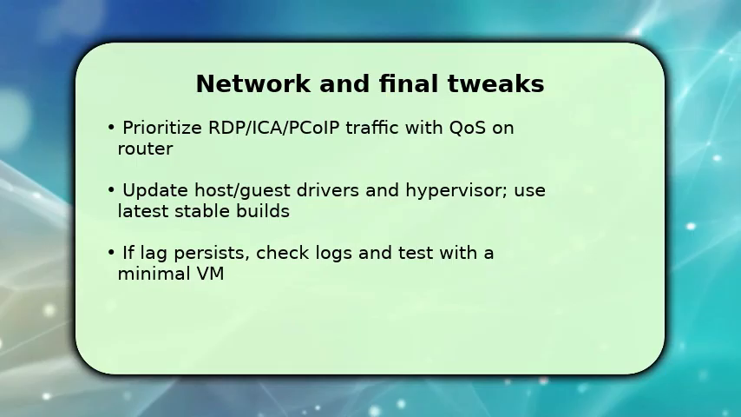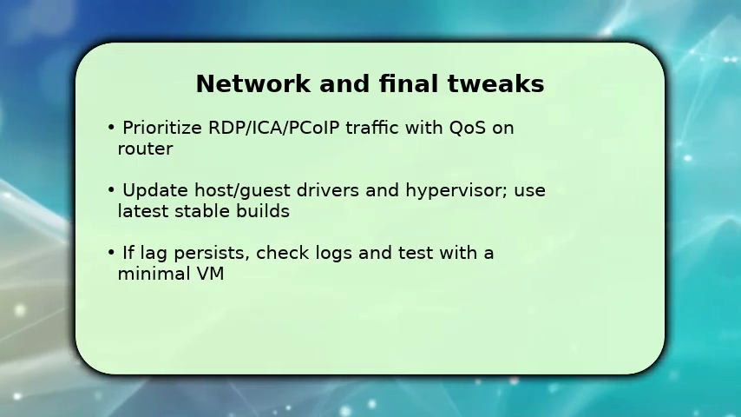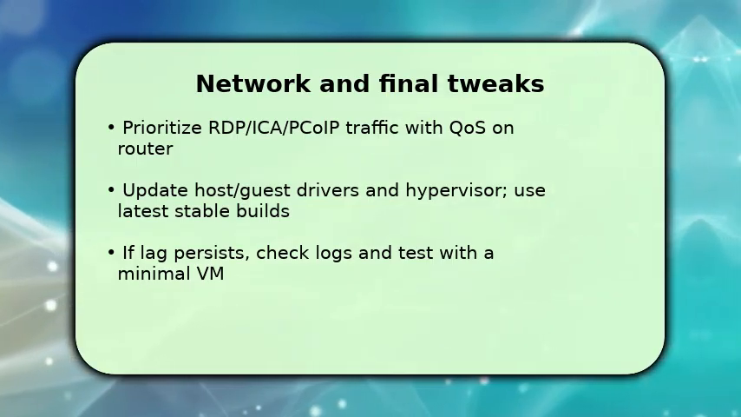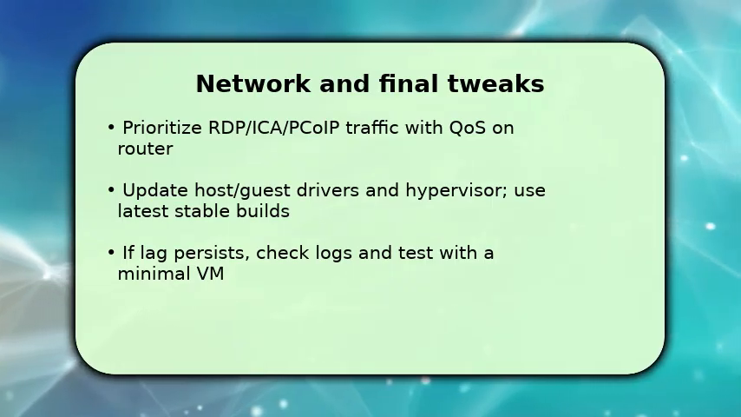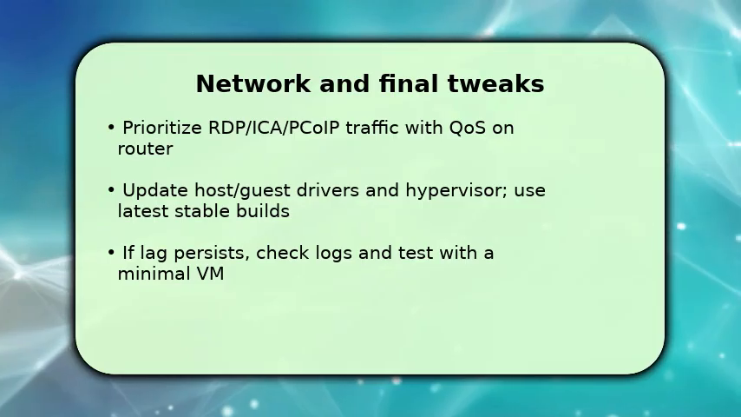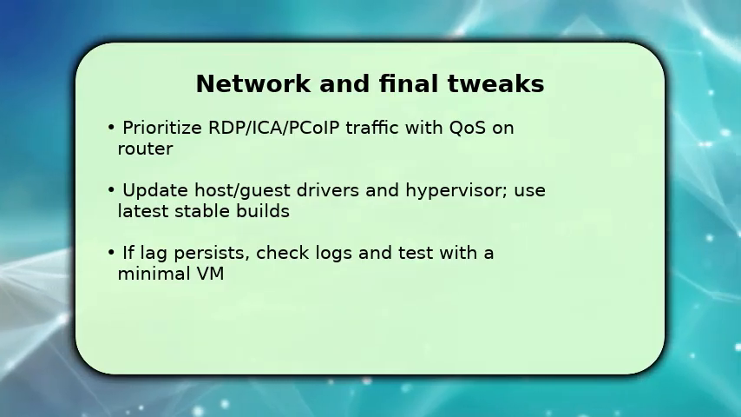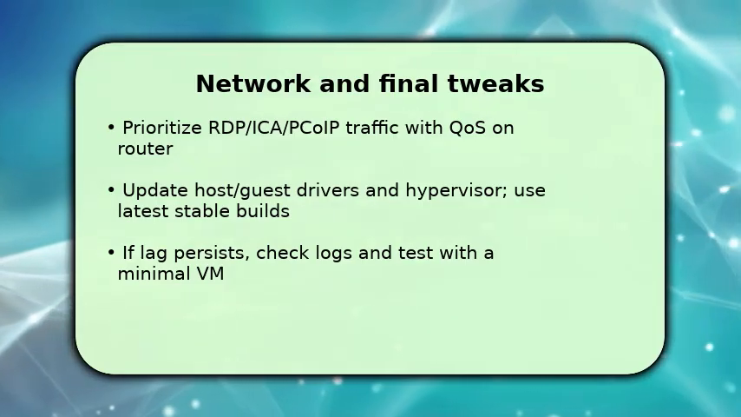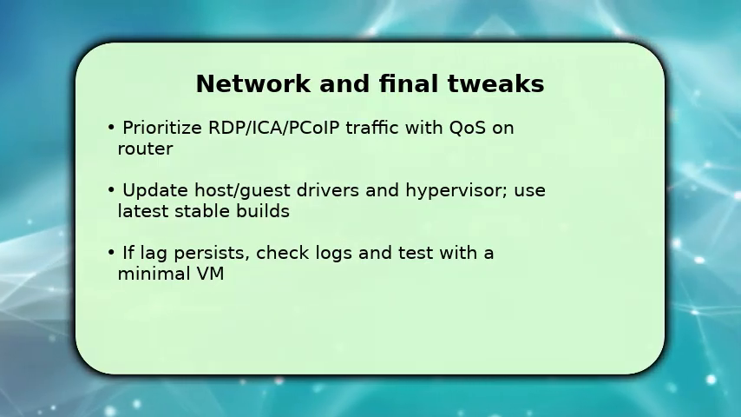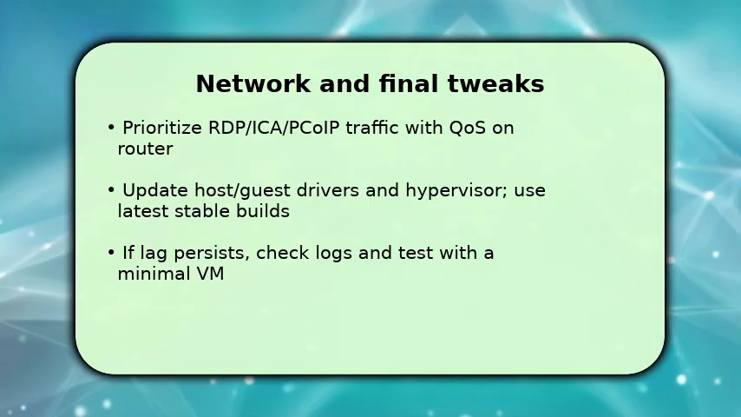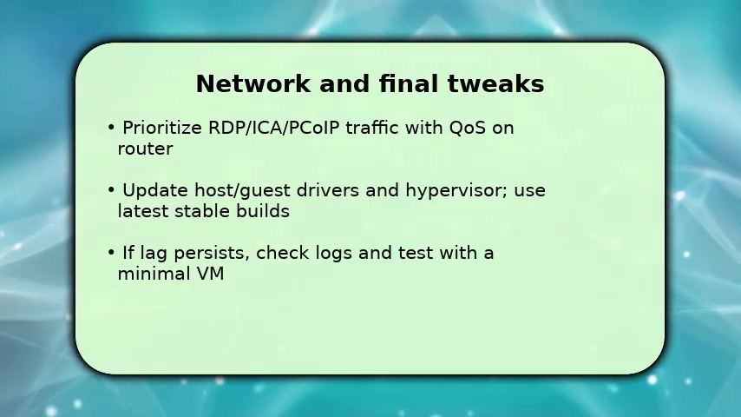For the final steps, tune networking and finish with housekeeping. Implement QoS so remote protocol packets get priority, and configure MTU to avoid fragmentation. Update host, guest drivers, and hypervisor to the latest stable builds to fix known performance bugs. Once complete, test responsiveness. If you still see lag, create a minimal VM to isolate problems and inspect hypervisor and guest logs to find CPU, network, or I/O bottlenecks.